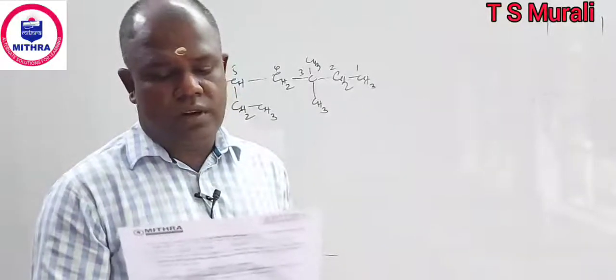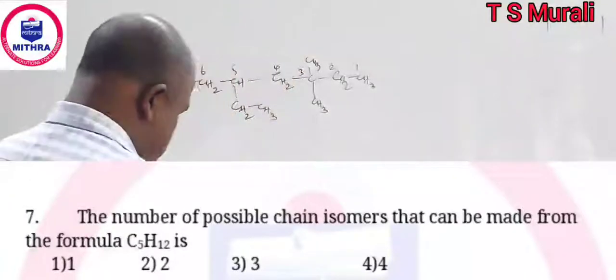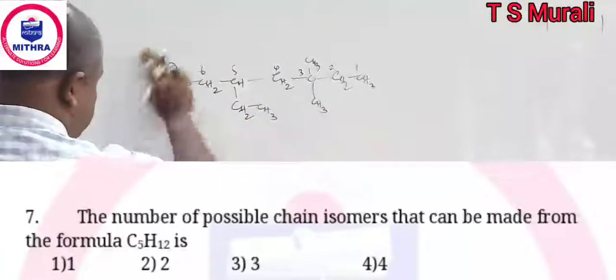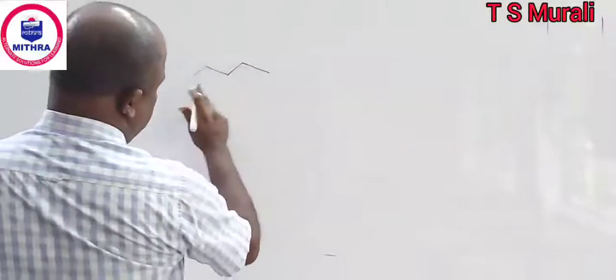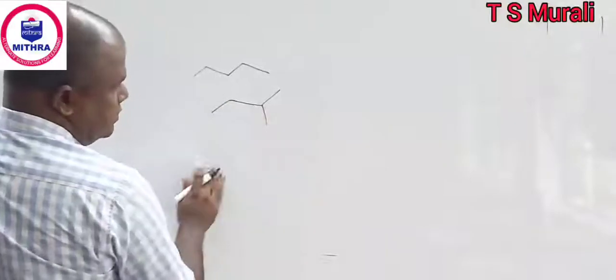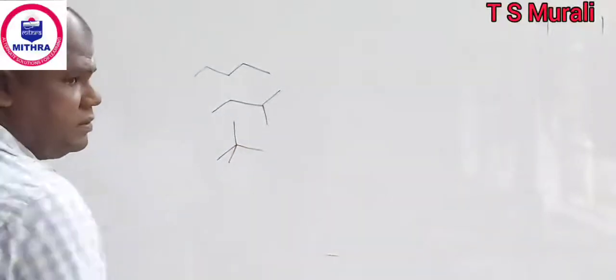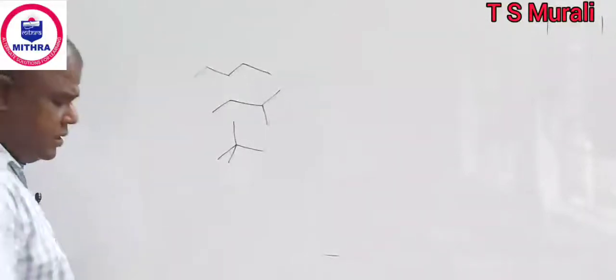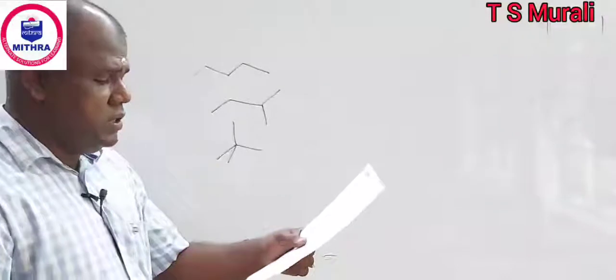7th question, chain isomerism possible for the molecular formula C5H12. C5H12 means pentane. Pentane, the chain isomers only 3. Normal pentane, 1, 2, 3, 4, 5. Isopentane and neopentane. That's all. Okay, so answer 3. 3 chain isomers are possible for pentane.